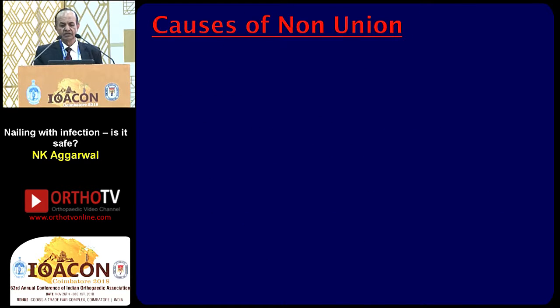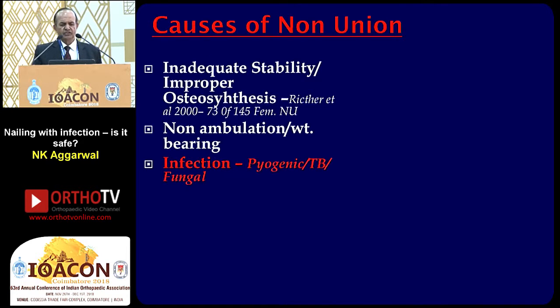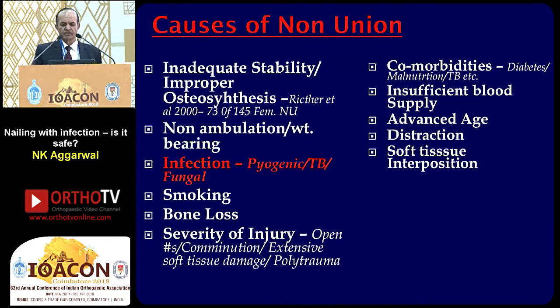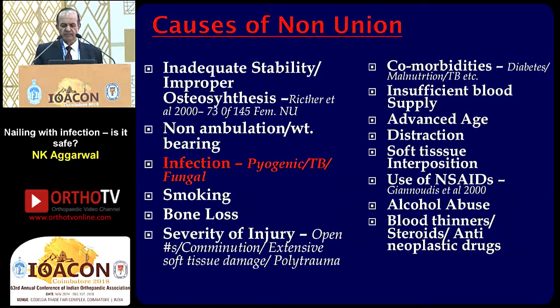it in future. Friends, any non-union can have one or more than one cause. So there are a variety of things which can lead to non-union. Whenever we see a non-union, we must always look for the cause, maybe more than one. Today we are going to talk about infection, which can be pyogenic, tubercular, or fungal.